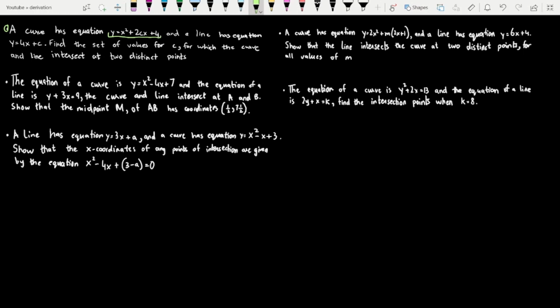Then we're told that a line has an equation. We're given that by this following equation, and it says find the set of values for c for which the curve and the line intersect at two distinct points.